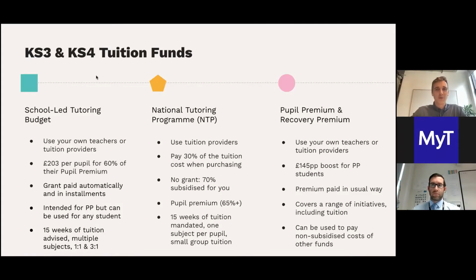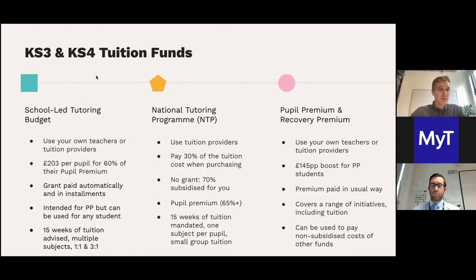The recovery premium is a £145 per student boost for PP students. So where you get the ordinary £935 a student, you also get an extra £145 through the recovery premium. There's nothing to claim here. That gets paid in the usual way. They're just confirming the details on exactly how that works, but the assumption is that the recovery premium will be spent in much the same way as you use the pupil premium fund now.